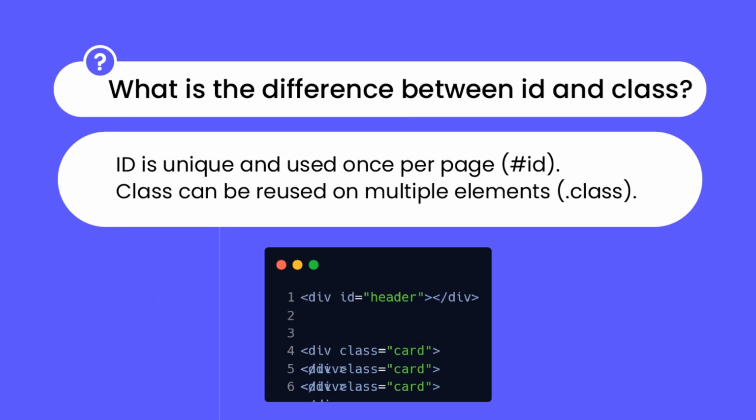What is the difference between ID and class? In HTML, both ID and class are attributes used to identify elements, but they work differently. An ID is unique and should be used only once per page, like a specific name tag for one element. A class can be shared by multiple elements, letting you group them together for styling or scripting. So we use ID for a single unique element and class when you need to target multiple elements.